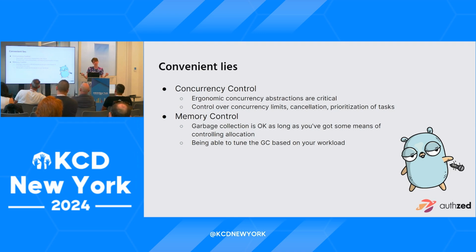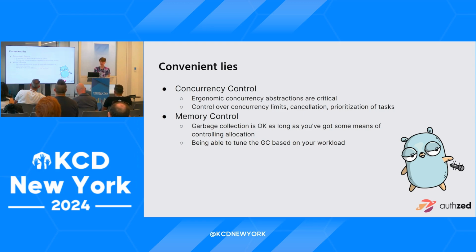The second convenient lie is that the computer has unlimited memory. Garbage collectors give you this lie. They basically just clean up after you, so you can only think about allocating. The nice thing about profiling is that you can tell where time is spent and where you're allocating. So I think you can use a garbage collected language for building low latency systems as long as the language gives you the capabilities to understand where and how you're allocating, so you can work around that.